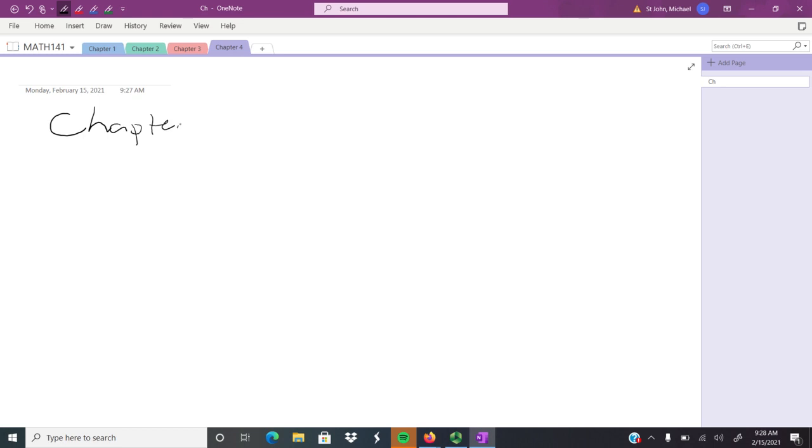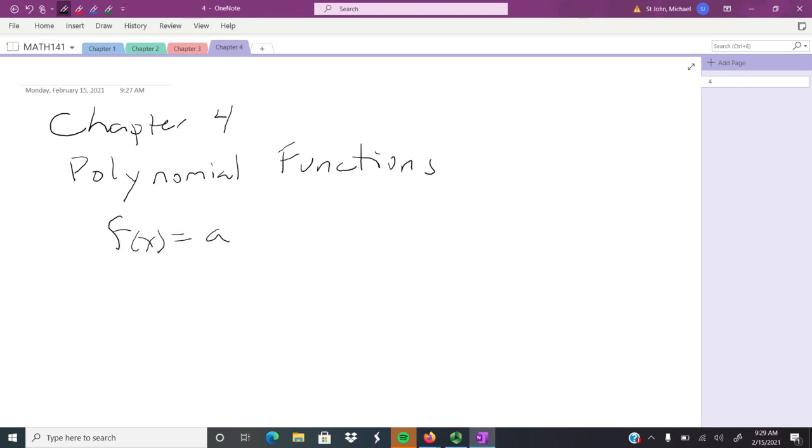Chapter 4. So Chapter 4 starts out by dealing with polynomial functions. So a polynomial function then is in the form of a_n x to the n, a sub n minus 1 x to the n minus 1, a_n minus 2 x to the n minus 2, and so on, and so on.